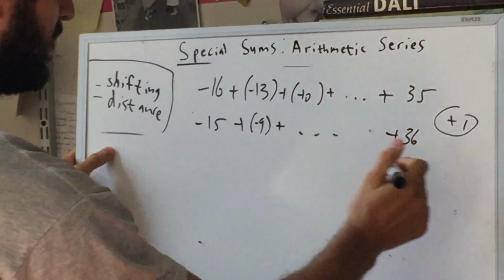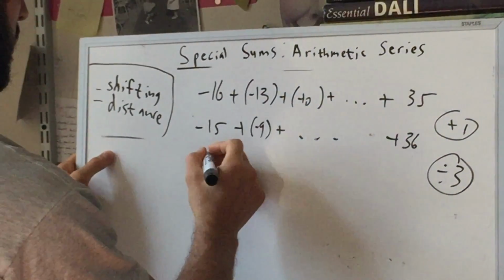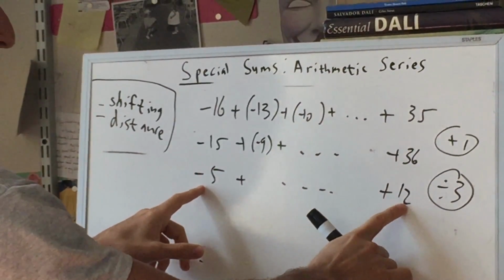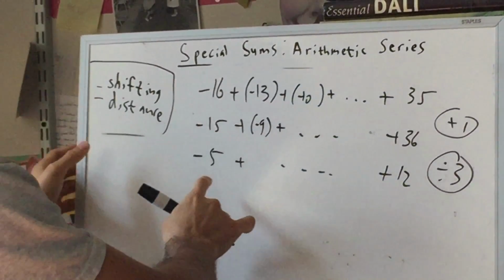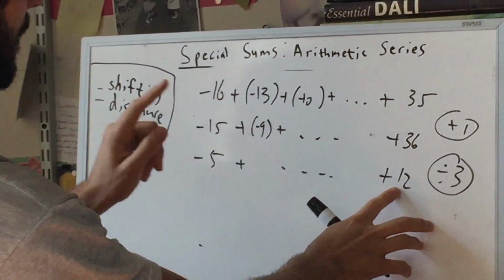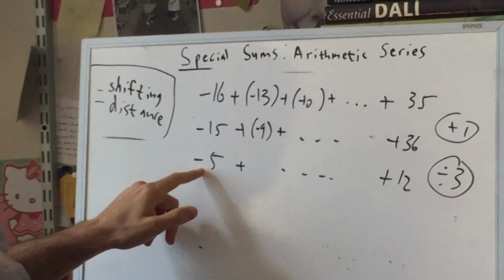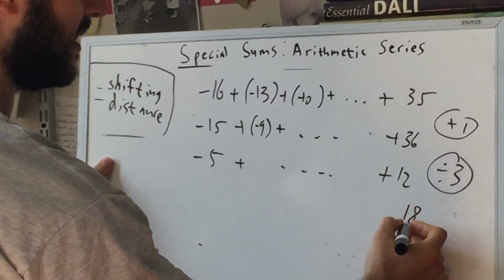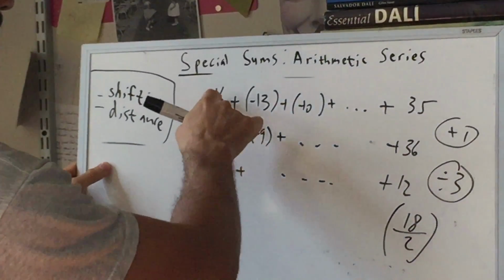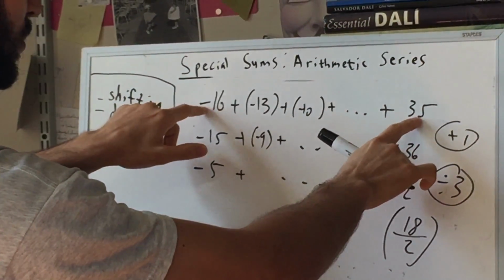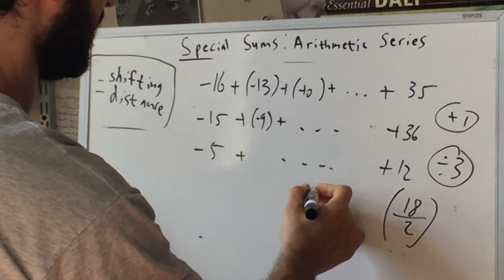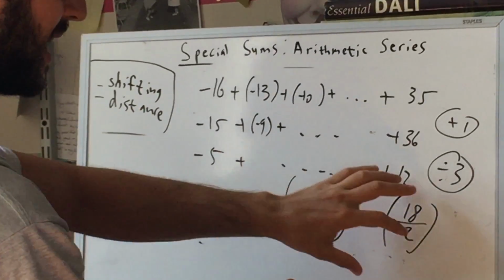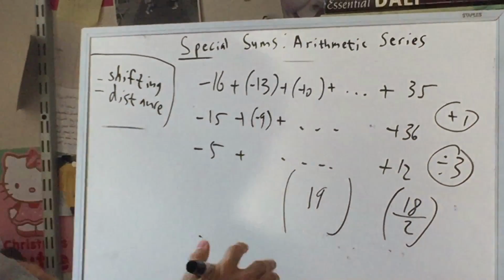All right, now we're going to divide everything by 3. And now we're going from negative 5 to positive 12 in integers. And so that means there's 12 minus negative 5, which is 17, plus 1 from that counting video. So that's 18 numbers, so there's 18 over 2 pairs. The sum per pair, you add these two numbers, careful with the negative. So it's going to be 19, because negative 6 plus 35 is 19. So 19 times 9 would be your answer. All right, that's the shifting method.